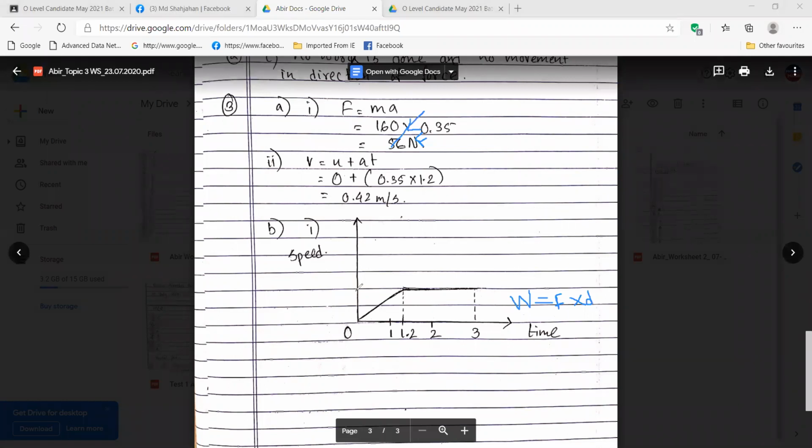This speed is how much? 0.42. You label it here, 0.42, okay? Yes, I forgot that one. And when you are giving any quantity, you should also mention the unit. Here it is meter per second. Yes, yes.